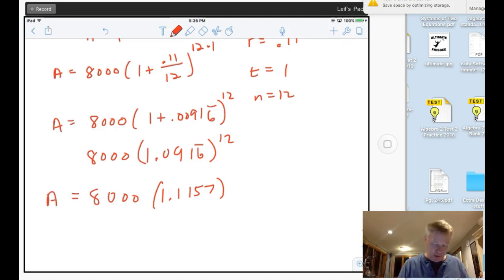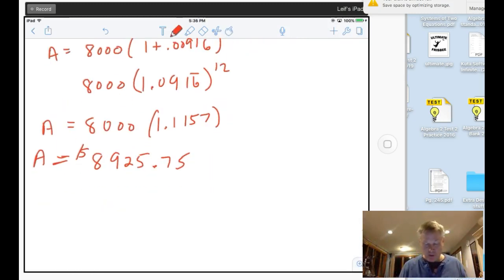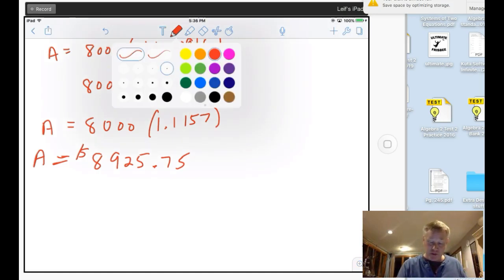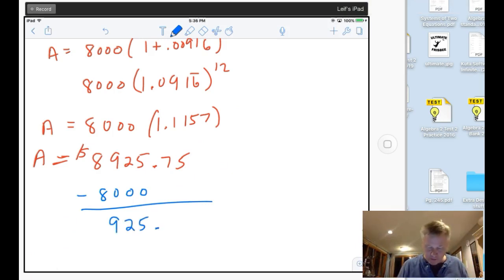And then multiply it by 8,000, and I get $8,925.75. We round off to the nearest penny when it's a money problem. Okay, so 75 is where you round off, which means if I want to know how much in interest in 1 year we are paying, I subtract the initial amount, which was the $8,000, and I get $925.75 each year.